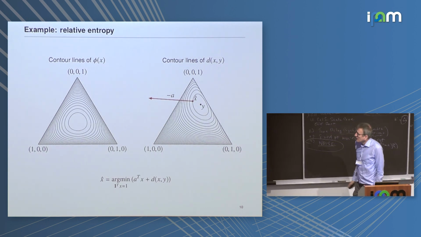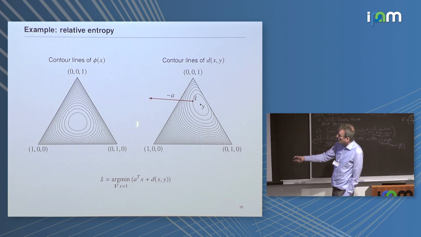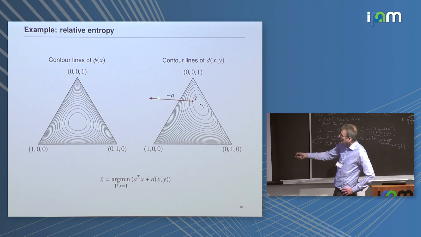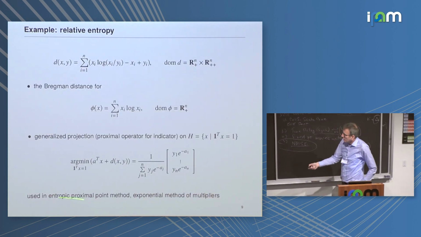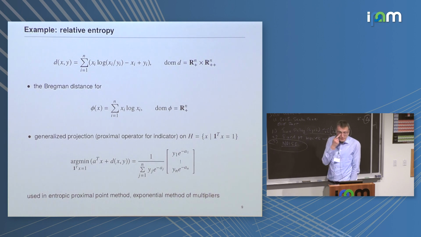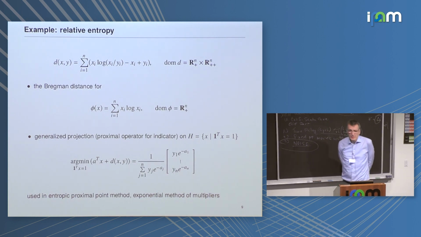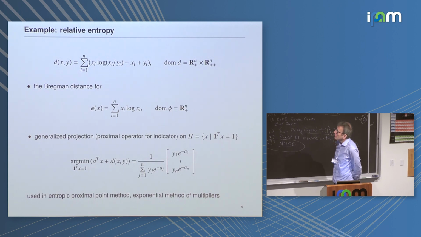Right? And that works because the entropy is finite everywhere on the probability simplex, but the gradient increases to infinity as you approach the boundary. So as a result of that property, the solution of this projection problem will always be strictly positive. If you use this in a proximal point method, you get what's called the entropic proximal point method. And the dual application of that is known as the exponential method of multipliers from the 70s.